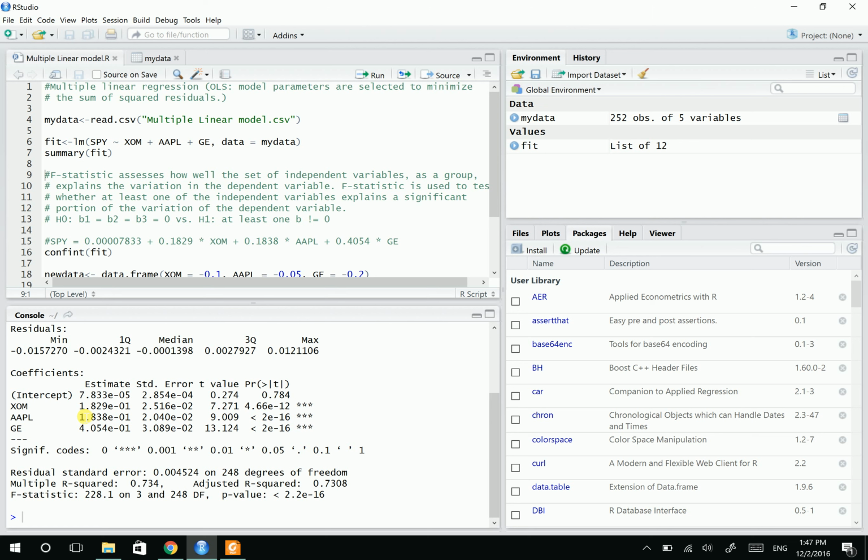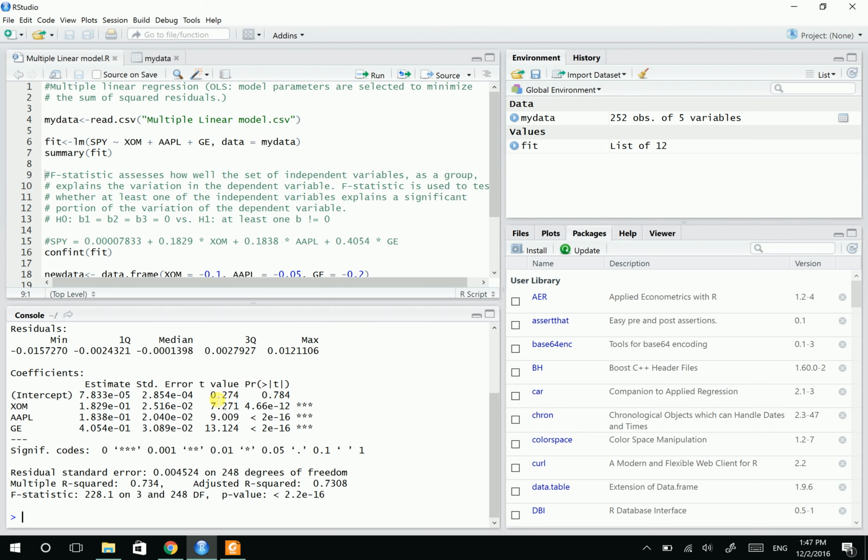Then we can see all of these 3, Exxon, Apple, GE, got significant coefficients. But the intercept doesn't. Look at the intercept here. There's no star here, and no stars stand for 1, and it means it's not that significant. And we can check the standard error. Look here, the standard error is even bigger than the estimate itself.